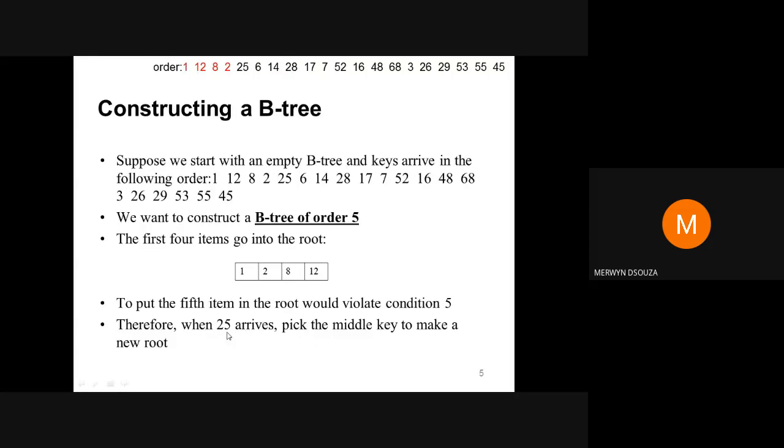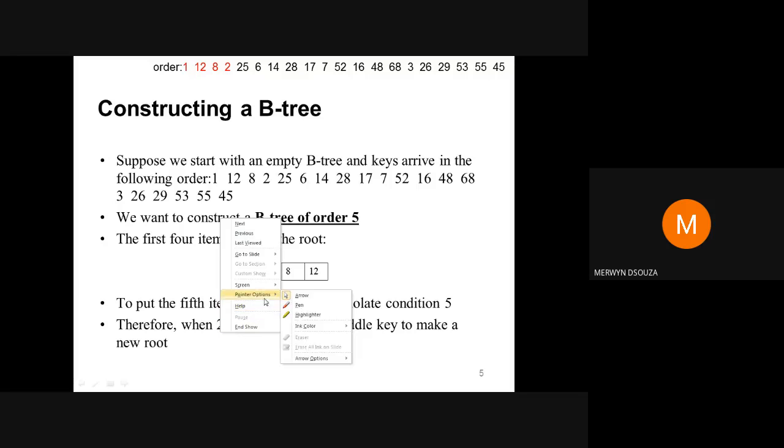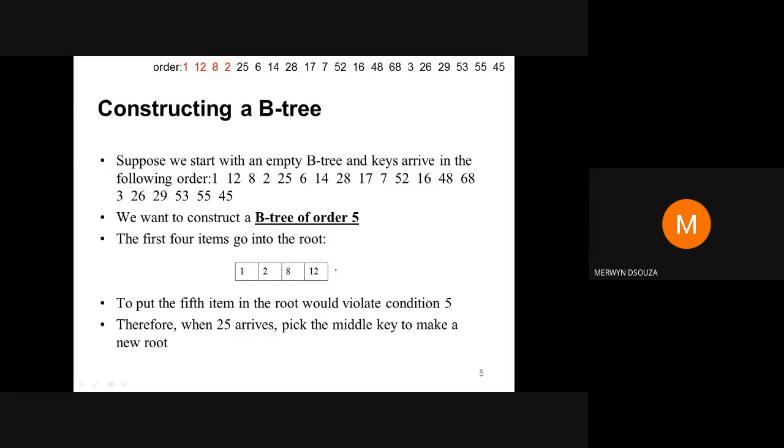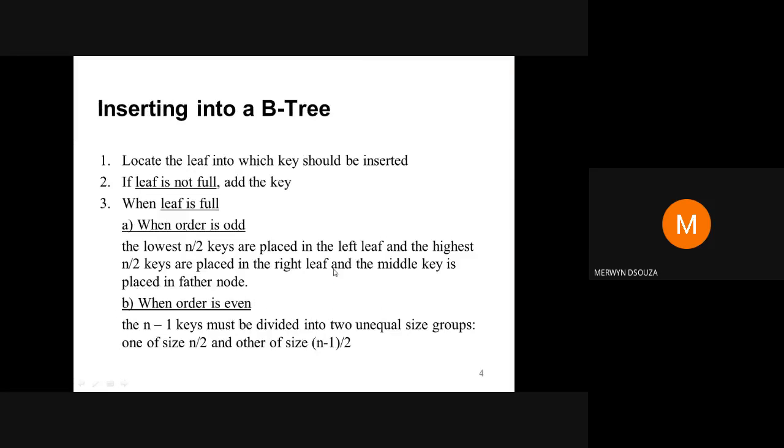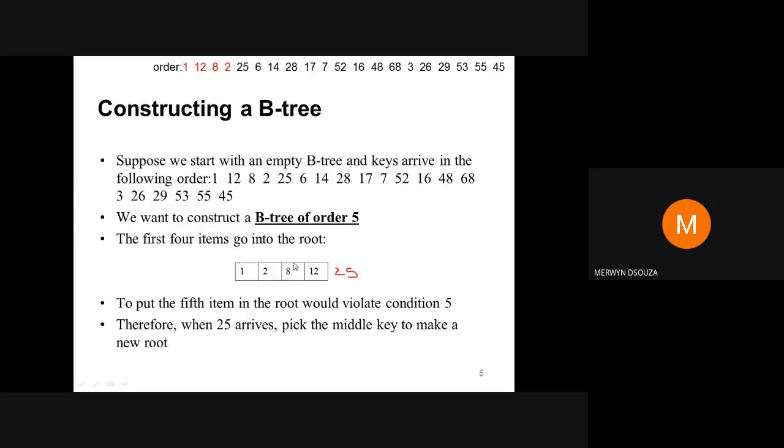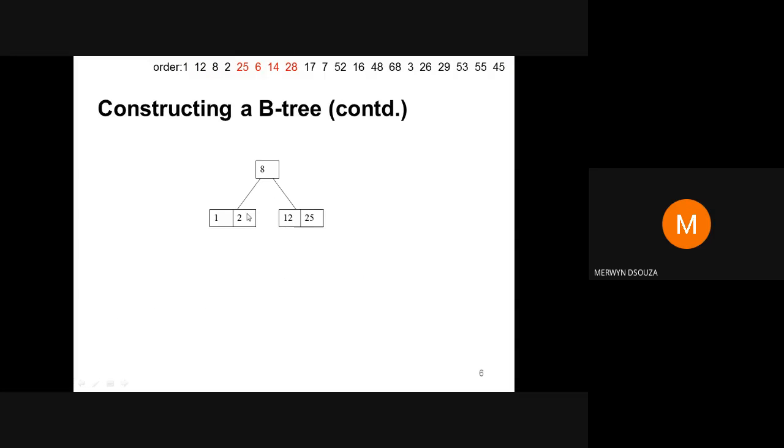So basically when 25 comes, we add it like this, but because we were violating the condition, I apply this rule. When I apply the rule, the lowest 2 keys will be put in the left one, the highest 2 keys will be put in the right one, and the middle one will be taken to the parent. When you do it, it will look like this.